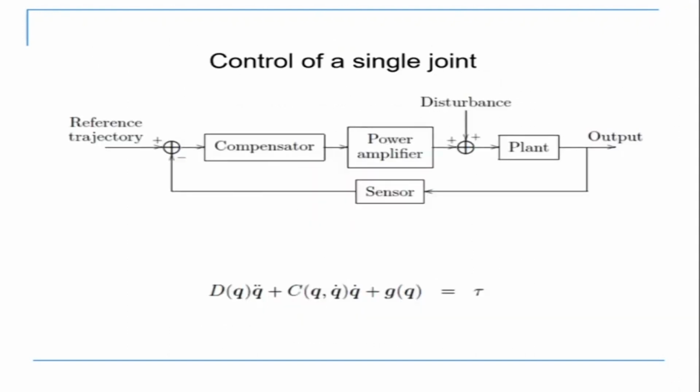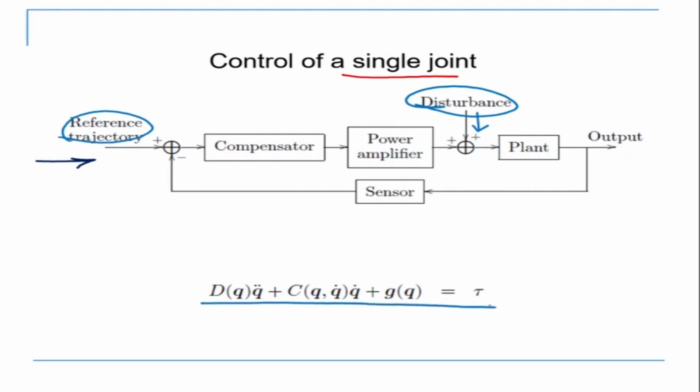Very briefly going through, in the control of a single joint, there are two inputs. One input is the desired trajectory that we want. The other input is the disturbance which is coming from here. So this is a two input system now. When we write our equation of dynamics, it comes in this form, and this is the tau coming as the disturbance from there. So this is actually a two input system.